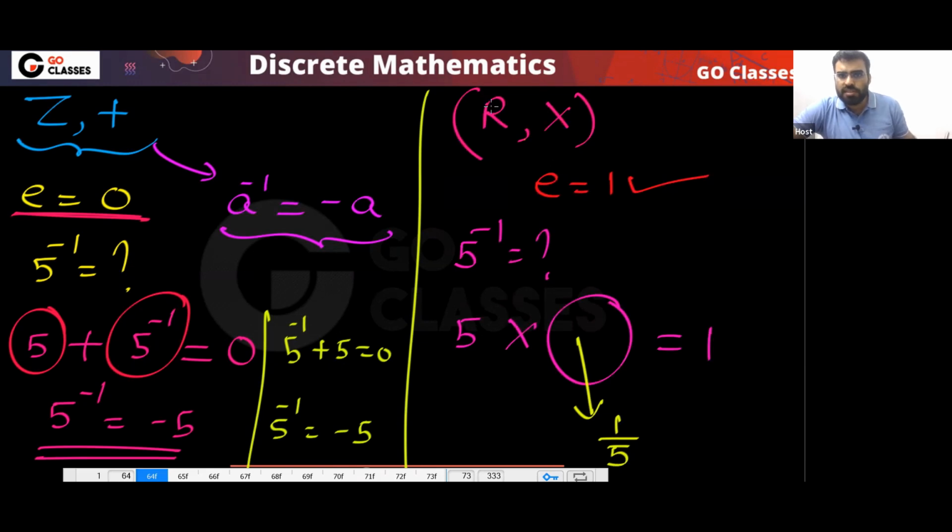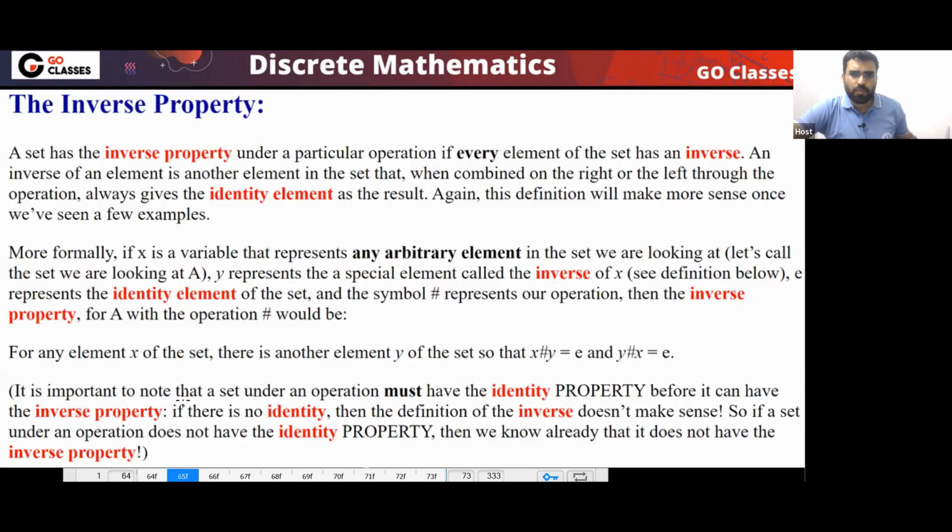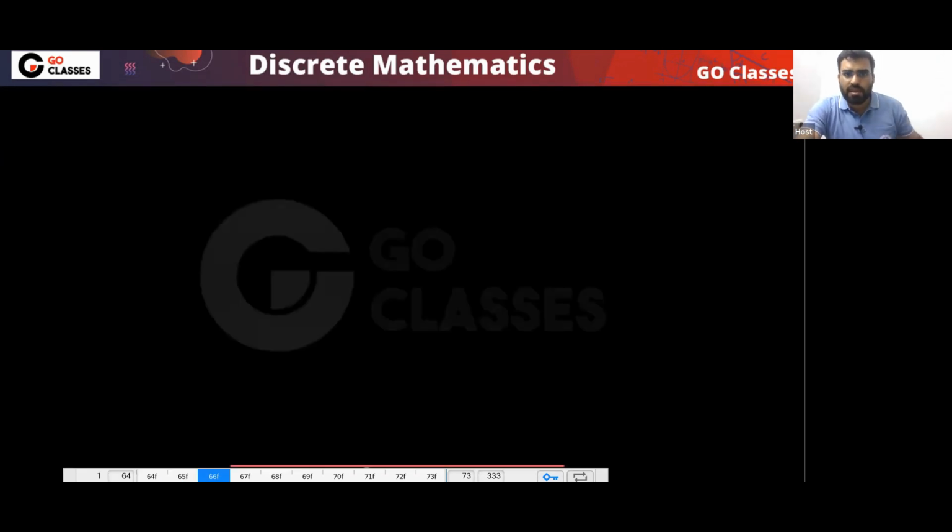Okay. So in this set of real numbers, with multiplication, the 5 inverse will be 1 by 5. Inverse property, what does it mean? It means if every element has an inverse, then I can say this structure has inverse property.